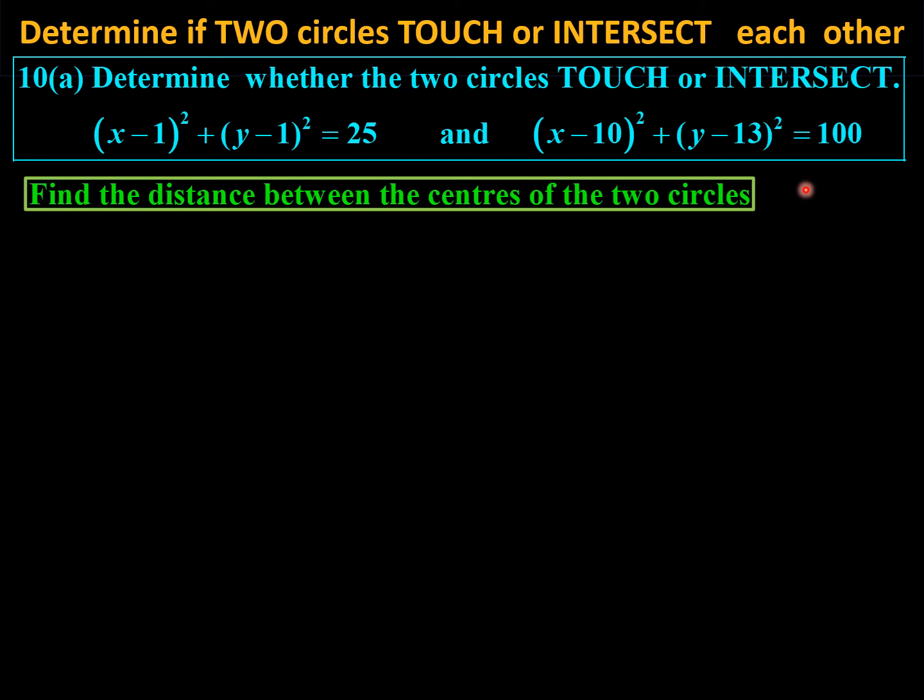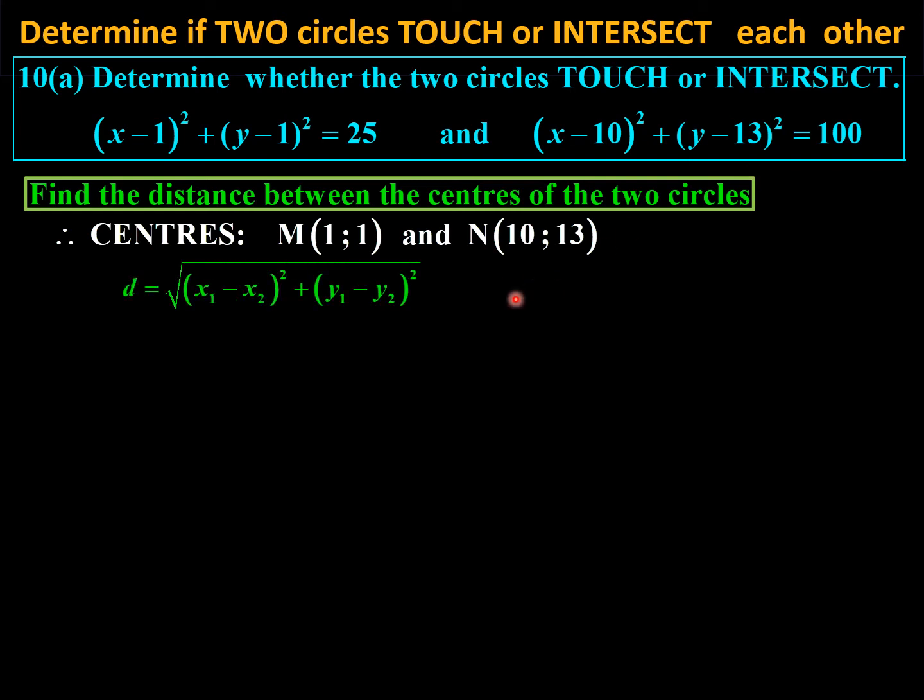First of all, we're going to determine the distance between the two centers. So we need to identify the centers. As we said earlier, it's 1 and 1. Let's call that center M. The other one is going to be 10 and 13. How do we find distance? That's correct, we use the distance formula. Calculating that distance, I see the distance between the two centers is 15.